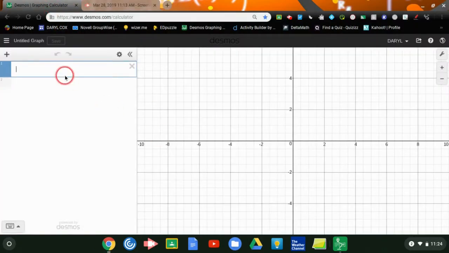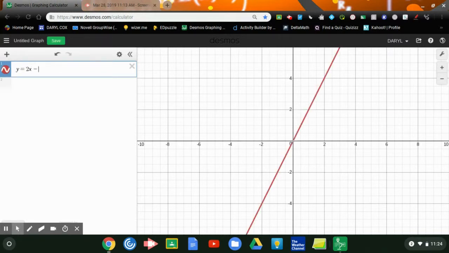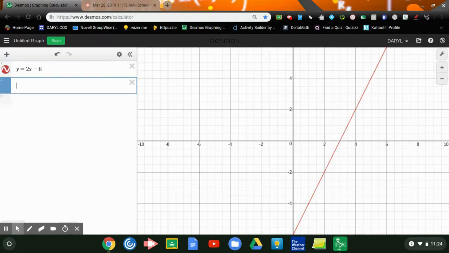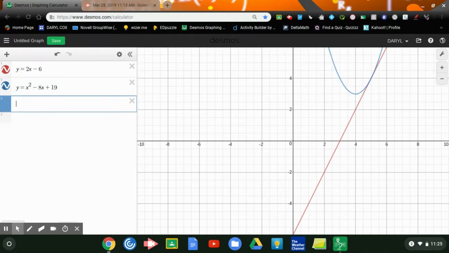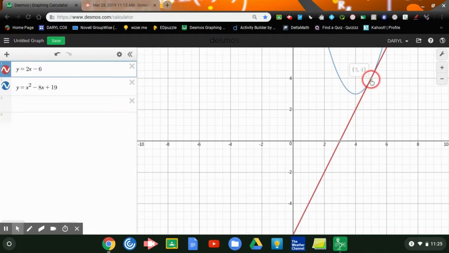So my one equation was y equals 2x minus 6, and there's that line. My other equation was y equals x squared minus 8x plus 19. There's that equation. And their intersection, looks like they intersect at 5, 4. You can just barely see that point right there where they intersect. We'll talk about what that means, that it only touches at one point. You might know something about that already.